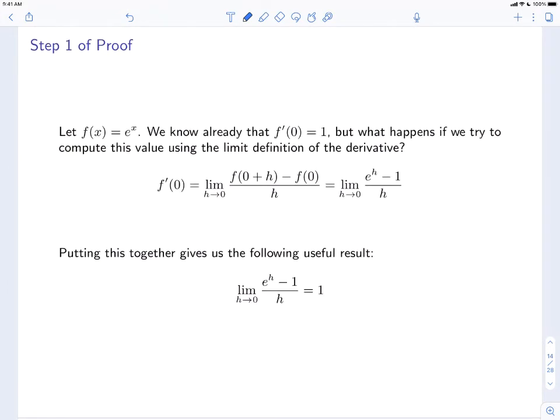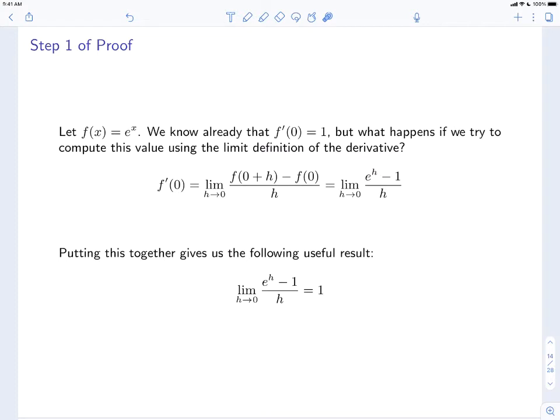So how are we going to prove it? Well, let's divide it up into two steps. For step 1, we look at the function f of x equals e to the x, as you can see here. Now we already know that f prime of 0 is 1. That's what we were just talking about. The slope of the tangent line when x is equal to 0 is 1.